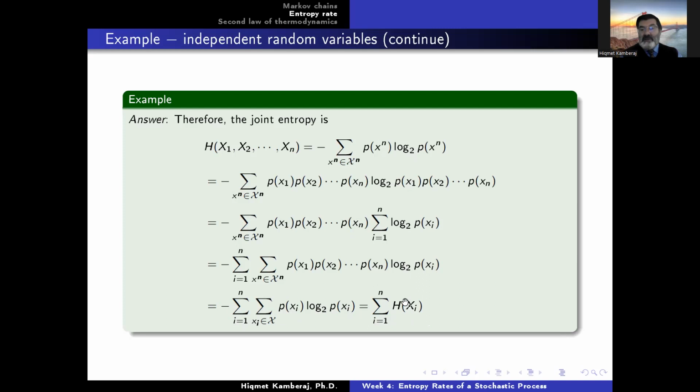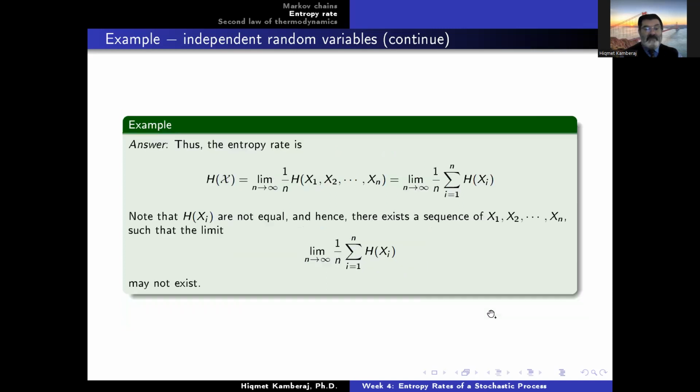Now you could notice, since the random variables X1, ..., Xn are not identical, they don't have the same probability distribution. This means that they don't have the same Shannon entropy. Then the H of Xi's are not equal. This means that this sum cannot be factorized as n H of X1 as before. And this is the only difference with what we explained before. This is why we did this slide fast.